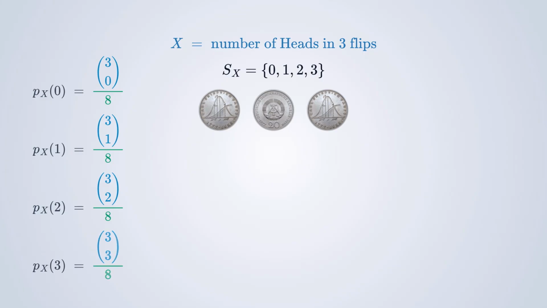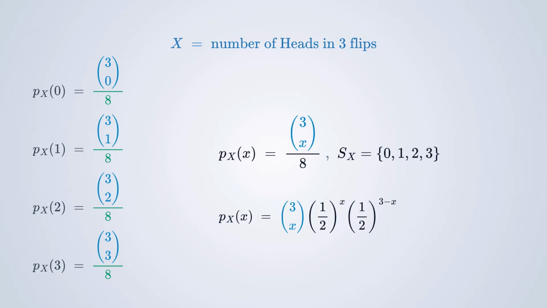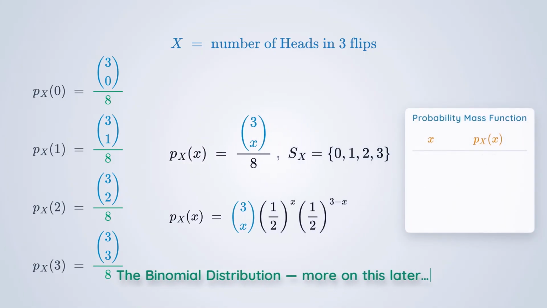Counting outcomes is precisely what a combination does, so the whole table collapses into one formula, 3 choose x over 8 for x from 0 to 3. Rewrite the 8 as 1/2 cubed, and you get 3 choose x times 1/2 to the x times 1/2 to the 3 minus x. That shape has a name, the binomial. One formula, one table. The same information written 2 ways.